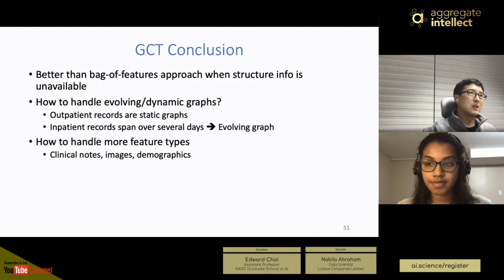A hybrid of Transformer and GCN is one of the things that you can do, which I propose. The future works would be how to handle evolving or dynamic graphs. You go to the hospital, and as you stay in the hospital, the connections between the different codes will change over time. How can you address that? How can you model that over a continuous timeline? That would be an interesting path. And of course, expanding to more modalities, trying to incorporate notes, images, demographics, sensor images. That would also be an interesting way forward.